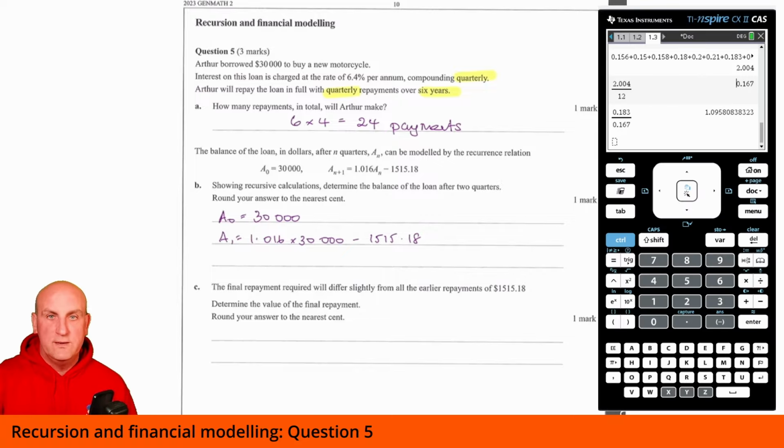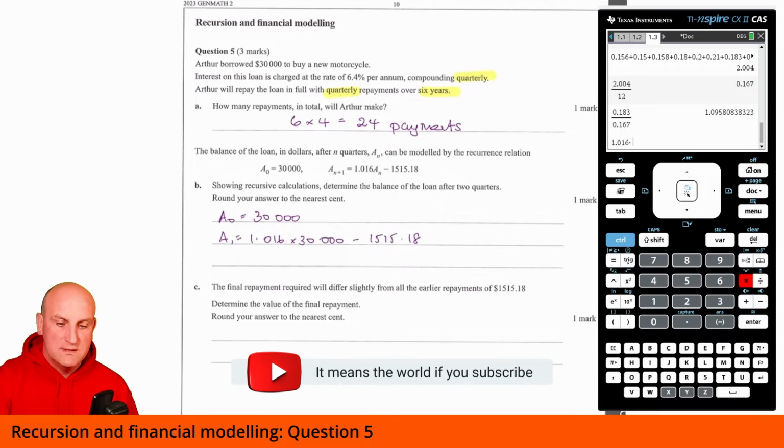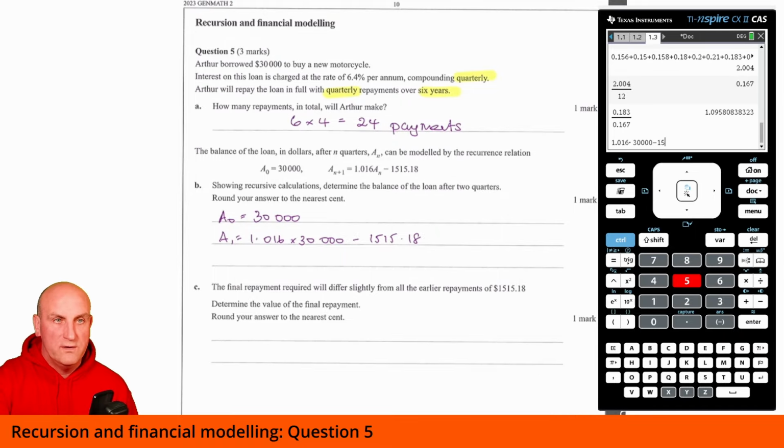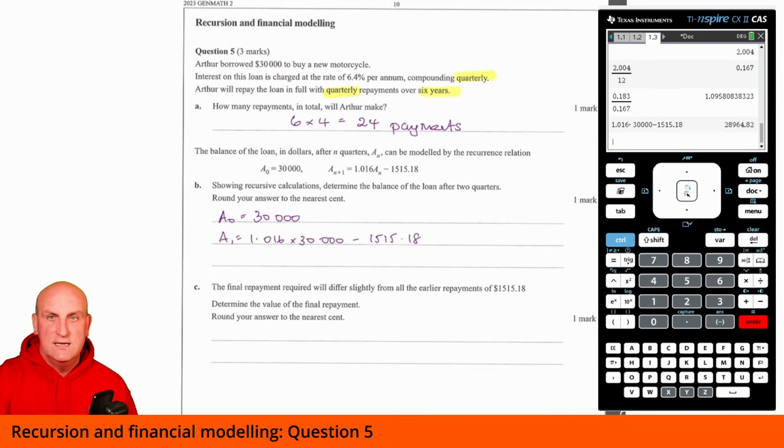Again, put that on my calculator. Fire up my calculator if you'd be so kind. Thanks very much. 1.016, I'm going to times that by 30,000. I'm going to take away from that 1515.18. Hit enter, and that's going to give me the grand total of 28964.82.